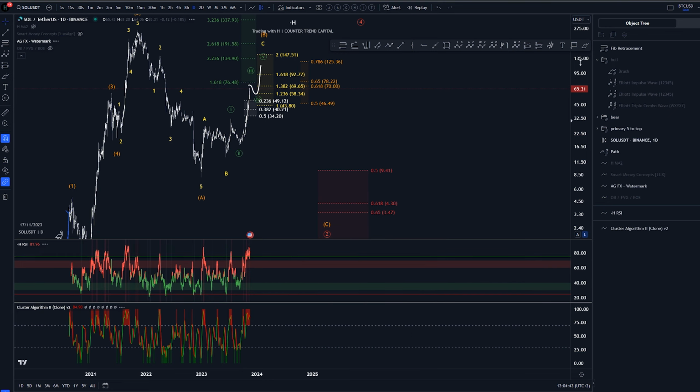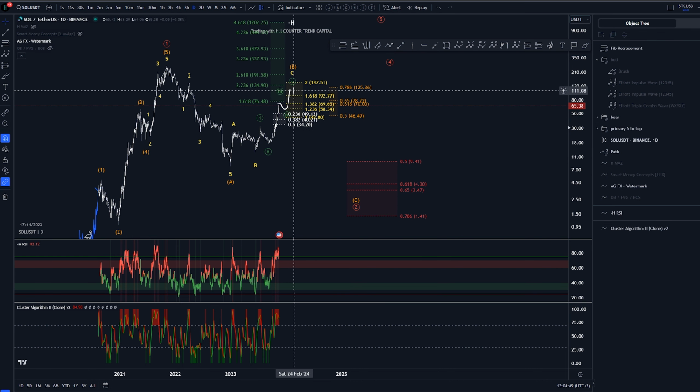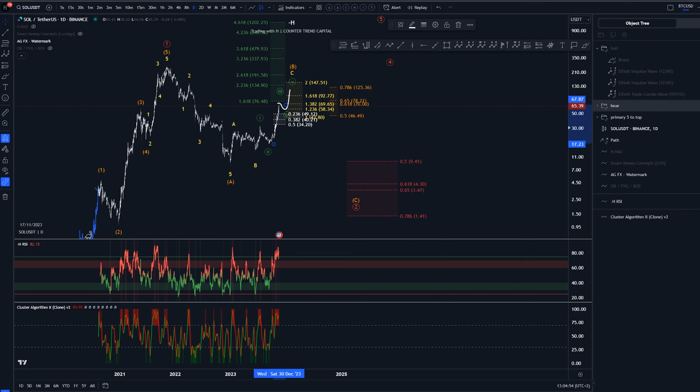But I think that is the macro picture here for Solana. Two scenarios, the important areas, and what to look for in the bull and the bear scenarios, if you wish those to be coming true in either direction. But yeah, that's going to do it.